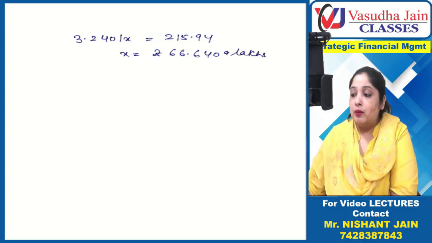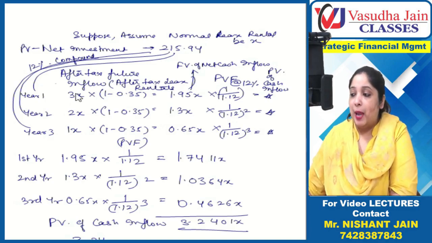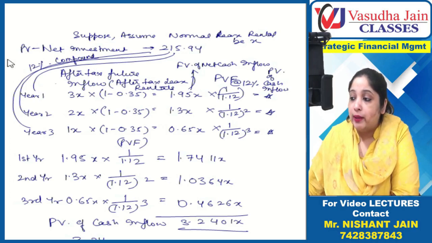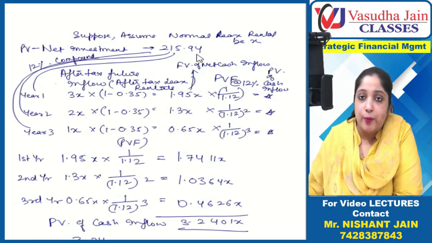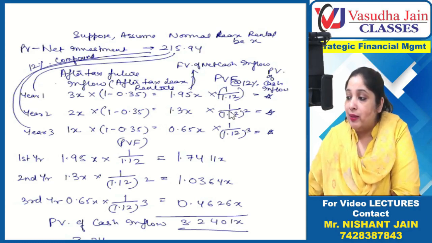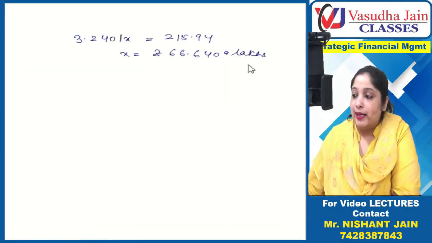Ma'am, what have you done? I'll give you the full recap, but first you understand from here. You wanted your investments to grow at the rate of 12%, and accordingly you want to charge the lease rentals. So when you want this to be compounded at 12%, when you discount these figures by 12%, the present value of 3.2401x should be equal to your outflow, 215.94. So this is the lease rental x.